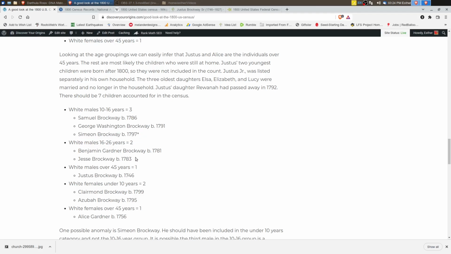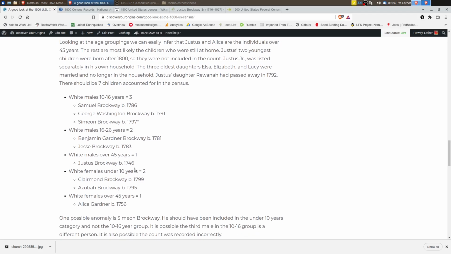And then the two males, they're 16 to 26 years old, are Benjamin Gardner and Jesse Brockway. And then, of course, we have the father, Justus. And then the two females are the two youngest girls, Claremont and Azuba. And then the mother, who's Alice Gardner, is the female over 45 years old.